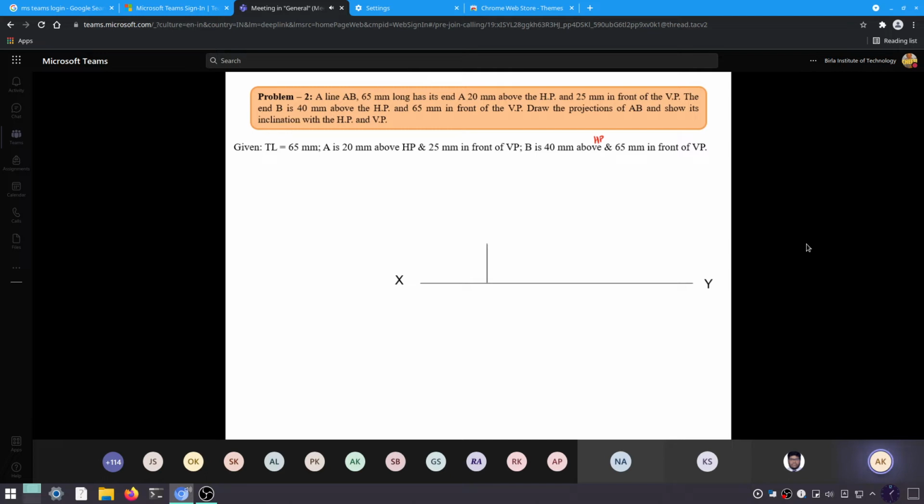Can you draw A dash and A by this information? And the locus of A dash and A, of course, you can: 20 and 25 mm. Right? Yes, sir. We can draw the locus parallel to XY.